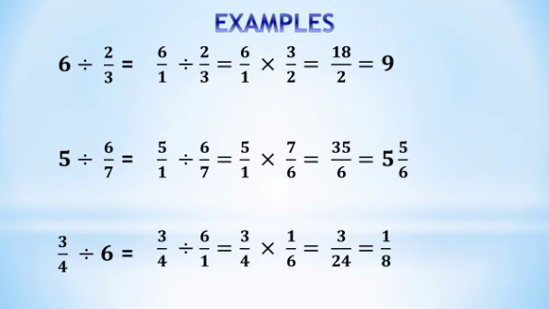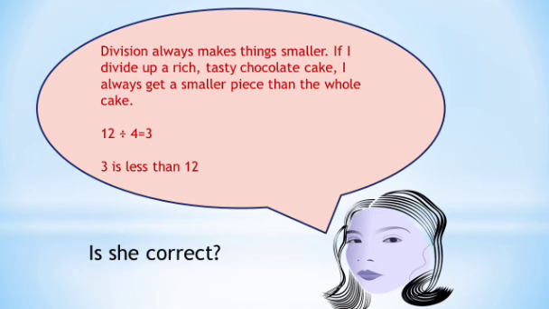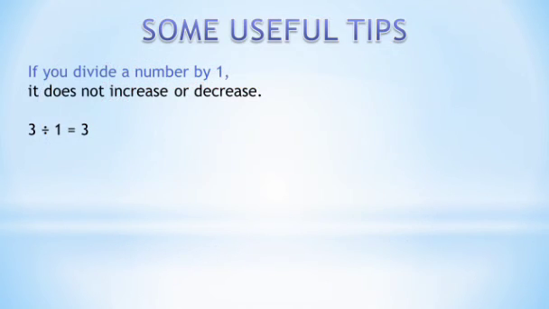So children, all the three types were almost the same. The important step is to change division into multiplication and take the reciprocal of the second fraction. Now we know that division always makes things smaller. If we divide a full cake into pieces, then obviously my pieces of cake will be smaller than the whole cake. But is it true in case of fractions also? Let us find out using the following tips.